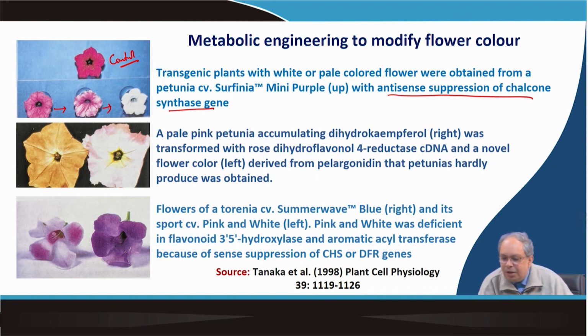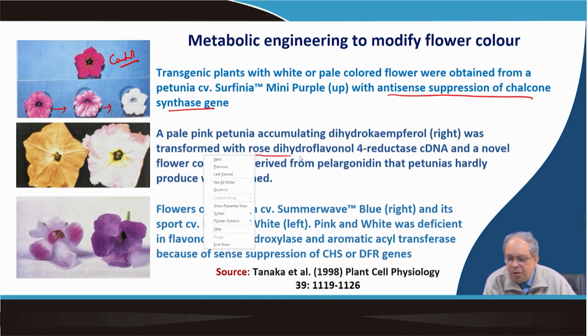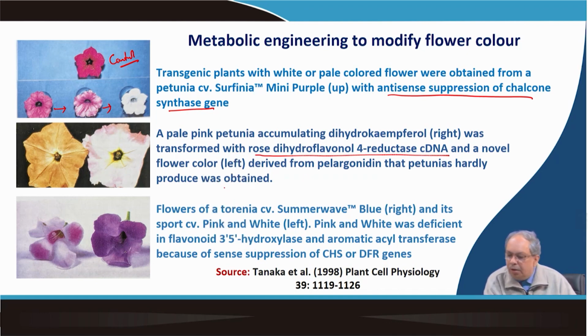And the second one is this, that here basically they have transferred petunia or rose DFR, and as a result the novel flower color is on the left side, this is the transgenic, sorry, this is the control. So, the novel coloration was developed when the rose DFR was expressed in petunia. Okay. So, this is a novel color.